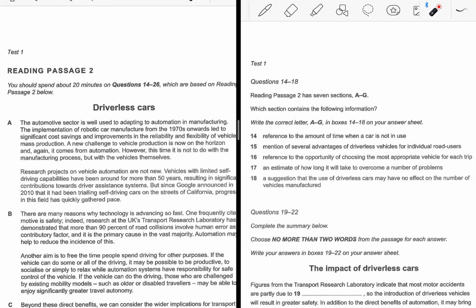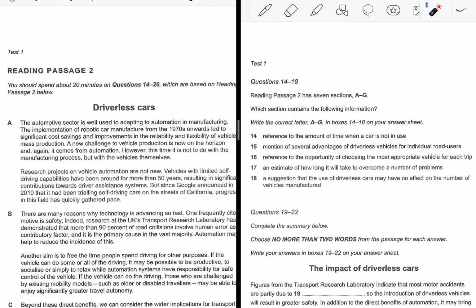IELTS reading gives you a hard time, doesn't it? It might happen if you use the wrong technique while solving this question. In this video, I will solve questions 14 to 18 information matching from Cambridge 15 Academic Reading Test 1. Also, I will share the easiest way to solve this question. So without further delay, let's get started.